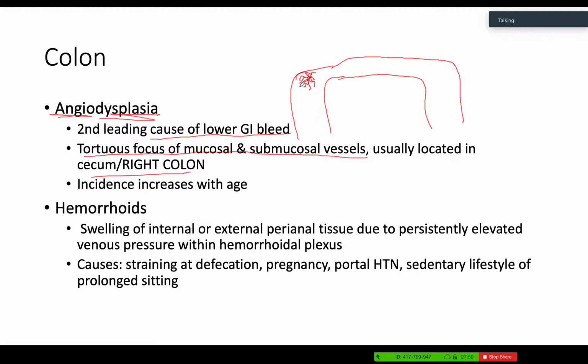And so this little growth of vessels can bleed into the GI tract, leading to anemia and leading to seeing blood in the stool. Okay, the incidence for this condition is going to increase with age, and it's just another thing that can cause you to have hematochezia, or blood in the stool.